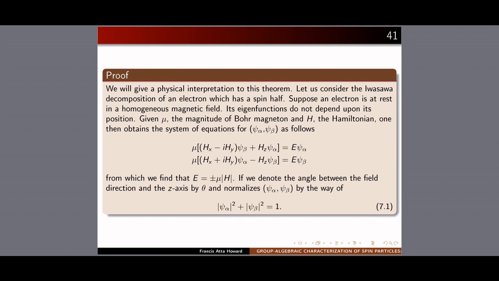Now we find that the energy E is equal to plus or minus mu times the modulus of H, if we denote the angle between the field direction and the z-axis by theta, and we normalize our alpha, beta in this way. The normalization is strictly done when we are considering the rotational, that's the compact form, the K subgroup of the Iwasawa decomposition of the orthogonal group. The compact form, which is cos, sine, negative sine, cos, we find the trace of this, and the trace gives us what we call one. That is cos squared theta plus sine squared theta, giving one. And this is just the exact normal form when we are dealing with an electron that has been normalized.